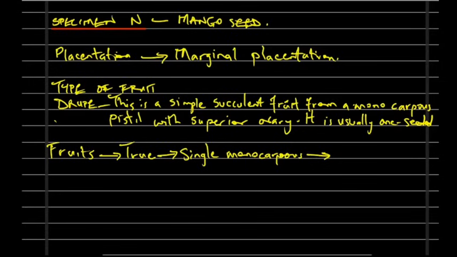From the single monocarpous, it becomes succulent pericarp. And then from the succulent pericarp, it becomes what we refer to as the drupe. So that is how it is being classified. So we understand the type of fruit that it is, as well as the placentation that is carried out in this particular fruit.